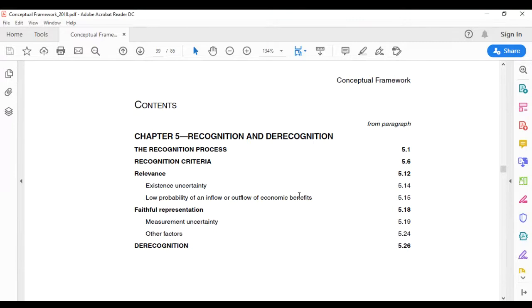Okay, so let's just talk about what is meant by recognition and derecognition. Recognition refers to the process where you are going to record an event or a transaction for the first time. That is meant by the term recognition, right? So it's not I'm recognizing, hi Paul, I know you. Recognition means you are going to record a transaction or event such as the acquisition of an asset or the acquisition of a loan for the first time in your books of account. Derecognition is exactly the opposite.